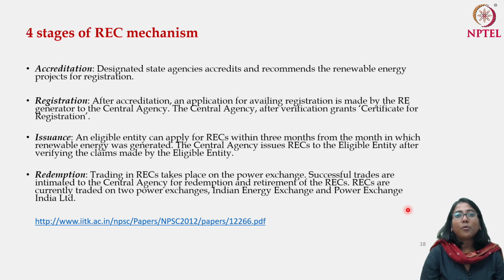Once they are registered and once they produce the renewable energy, within 3 months of the production of renewable energy, they are eligible to apply for the renewable energy certificates. So the same central agency will issue the renewable energy certificate to this eligible entity after verifying the claims made by them. The final stage is redemption, where they can sell these two attributes as we have discussed, the electricity as well as the renewability attribute.